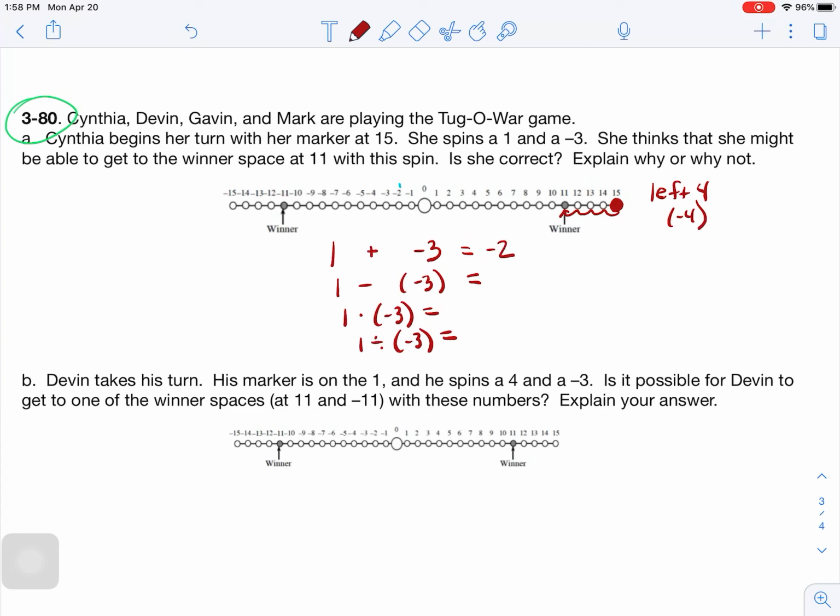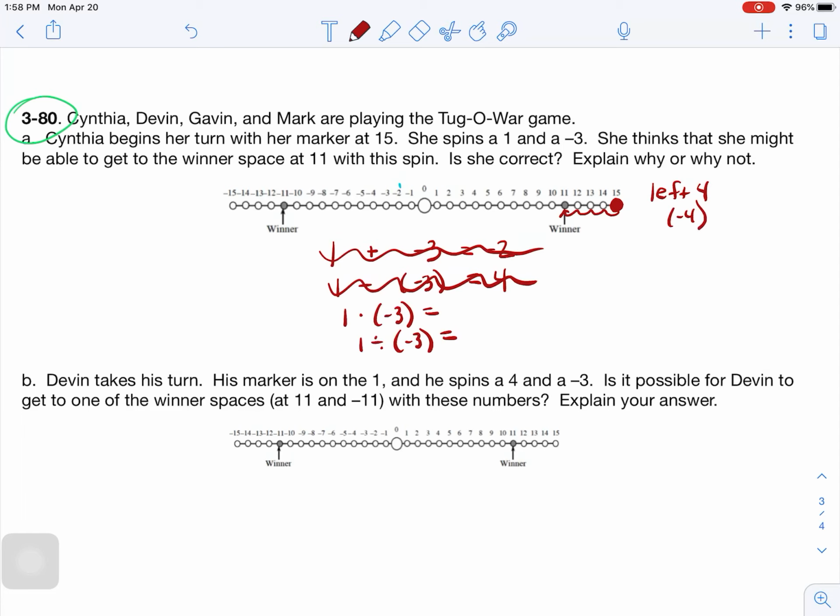If I do that, 1 plus a -3 would get me to -2. So that would go -2 spaces, and that's not what I want. So that one's a no-go. I could have a 1 and take away 3 more, so take away a -3. Remember, that's like saying 1 plus 3 is going to get me to +4. Now I want a 4, but that would get me off the game board. I would be going 4 to the right, so I'd be at 19. I'd be off the game board and lose my turn. I want to go left 4. So this is not it.